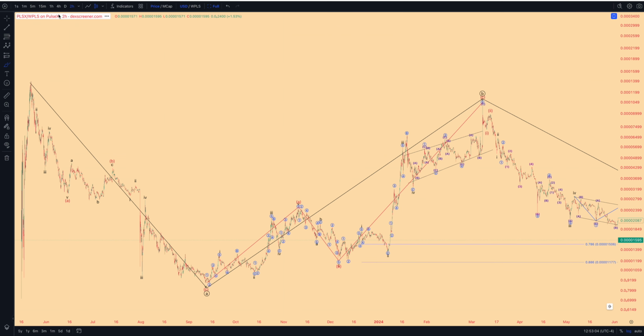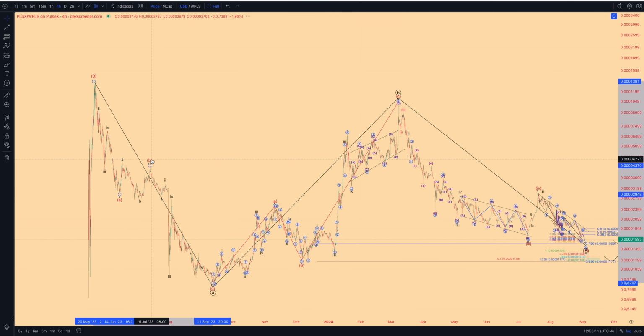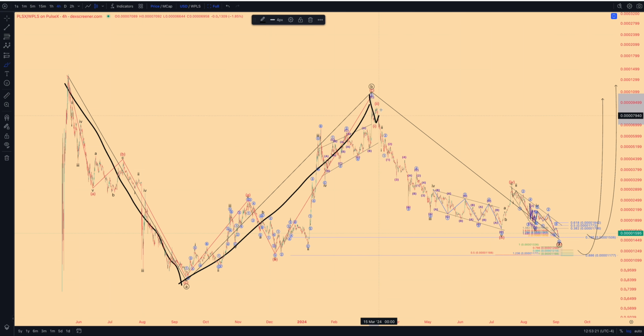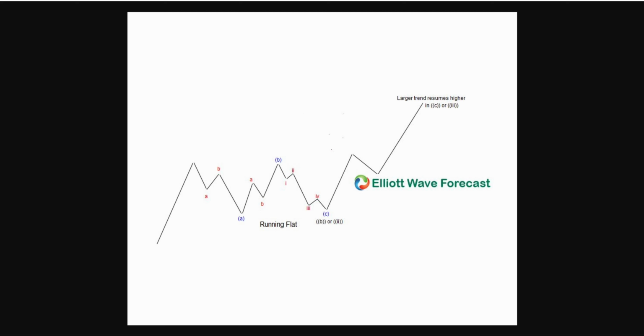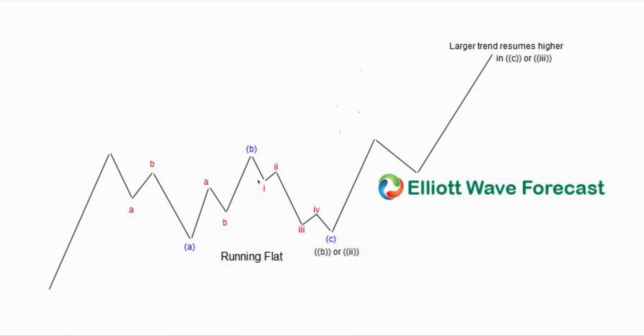So as you can see, we haven't really had any impulsive moves to the upside yet for PulseX and the PulseChain ecosystem. It's just been a huge corrective move. So we have a 3 down in your A, a 3 up in your B, and then a 5-wave move to the downside for your C wave. Because remember, within this C wave, you see how you have 5 waves? And the A and the B wave have a 3-wave move.